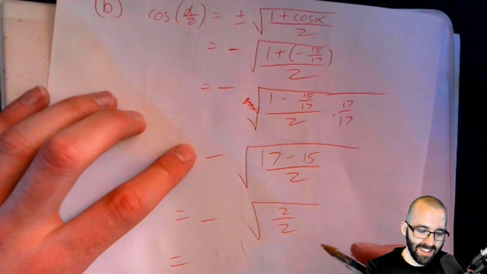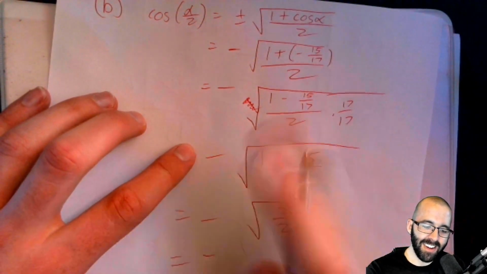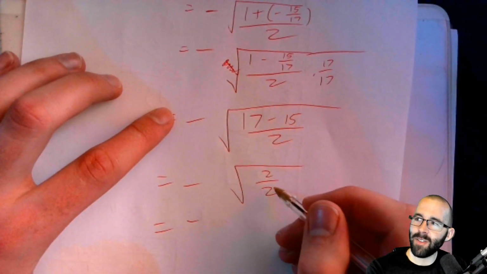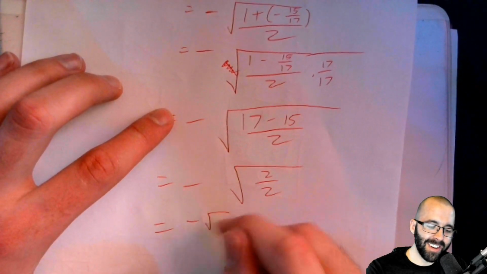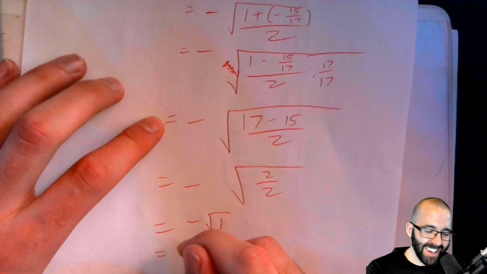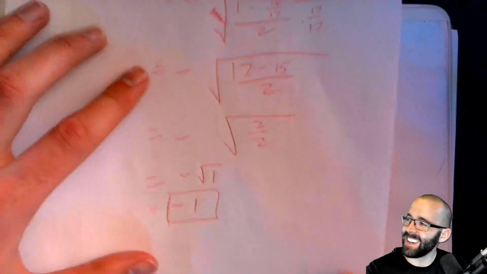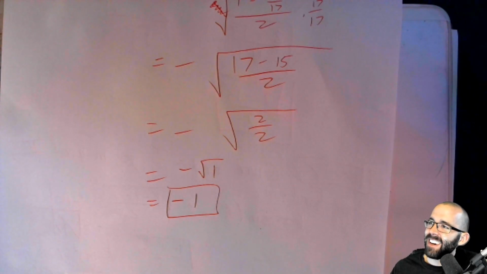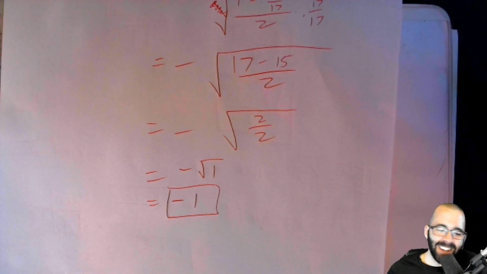Oh my goodness. What do we have here? 2 divided by 2? That's just 1. What a beautiful problem. The answer is just -1. Isn't that just refreshing? Just fill you up with a little joy. So elegant, so beautiful at the end.